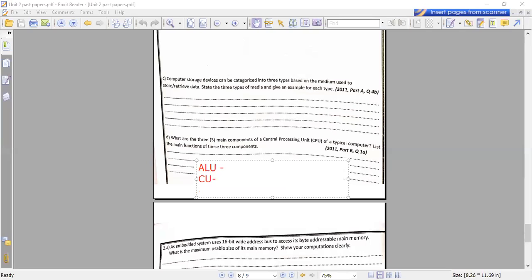Then you have registers. Here write down: temporarily store data and instructions which are going to and coming from the ALU.